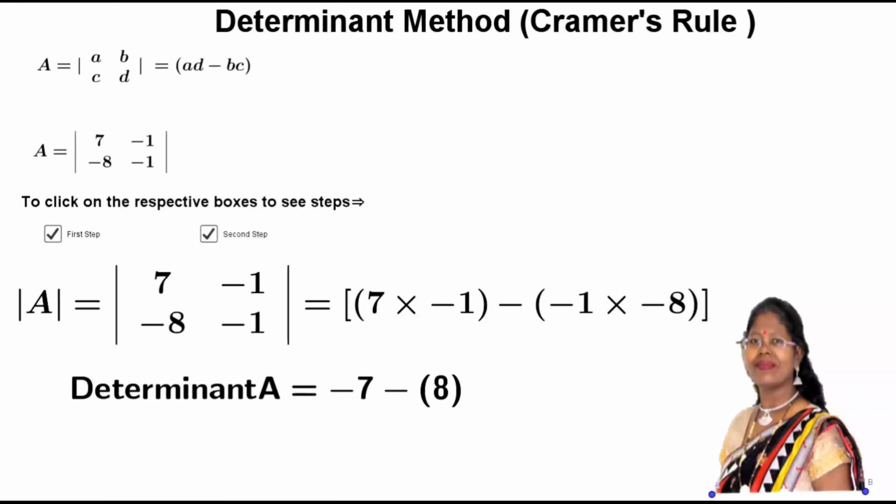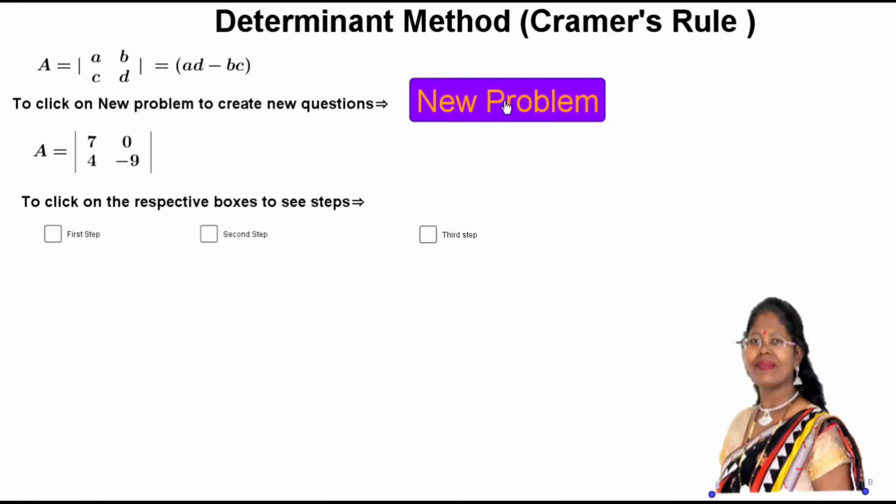Then you will get the third step. What is the third step? Determinant of A is equal to minus 15. Minus 7 minus 8 is equal to minus 15. Click on the new problem box. You will get a new problem.